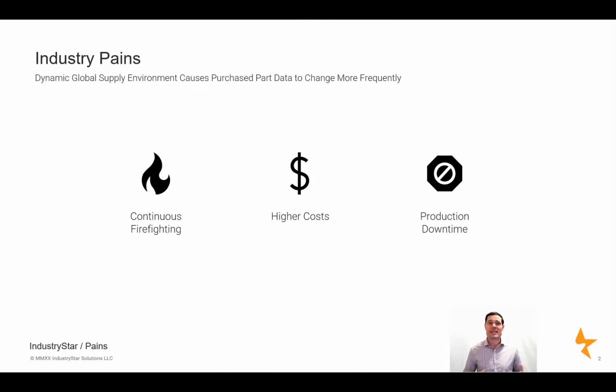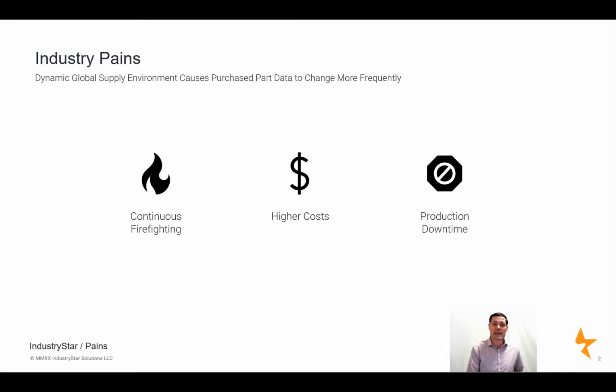performance results. There are several common industry pains that hold our teams back from achieving inventory cost and management results we desire. Do you feel like you're in a continuous firefighting state? Are higher costs to purchase parts lowering product profits? Has production downtime occurred so frequently that it's almost expected at this point? Unfortunately, there are no magic remedies to eliminate inventory cost and management issues.